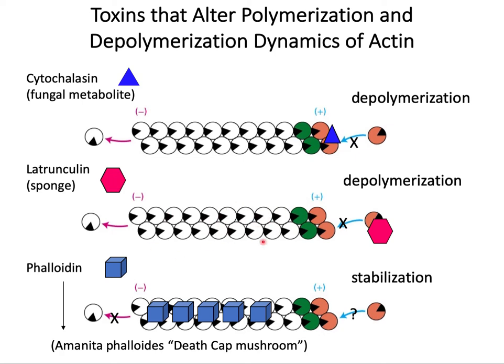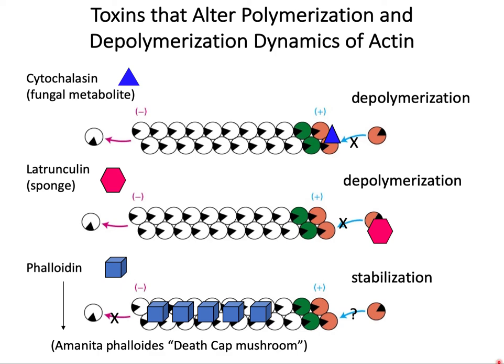The mode of action is a little bit different than the cytochalasin. What latrunculin does is it binds to actin monomers, so it is not binding to the filament. It binds to the monomers and sequesters them to prevent them from being added to the plus end. So if you add enough latrunculin, you can bind up all the monomers in the cell, so you no longer get the addition at the plus end because there are no monomers to add. You still get loss from the minus end, so eventually you get depolymerization of the filament.